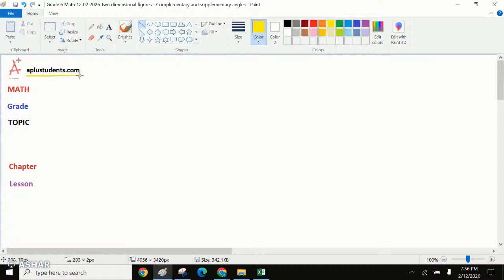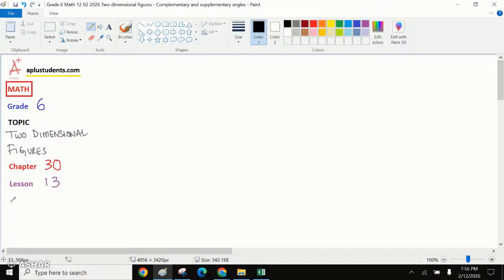class. We go to aplusstudents.com. We select math as the subject. This is a grade 6 maths lesson, and the topic for today is two-dimensional figures. The chapter number is 30, and the lesson number is 13 for today.